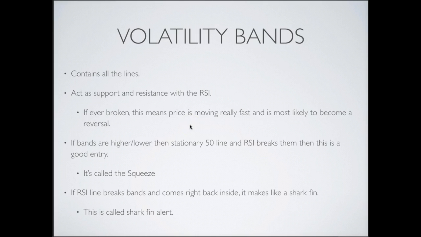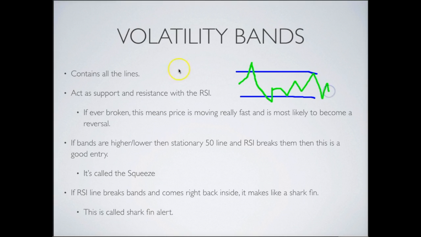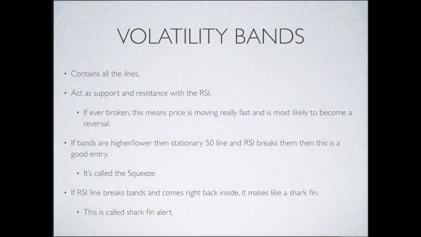If they're ever broken, this means price is moving really fast in that area and they're getting ready for a reversal. Now, whenever it breaks the support and resistance of a volatility band, it doesn't mean that becomes the new resistance or switches it up. It just simply means if it goes like this, it's got to come back in. And same thing if it goes like this, it's got to come back in. It's got to stay in between these lines. That's the point. It can't break outside these lines and start a new line up here. That's why we like the volatility bands, because they contain everything.